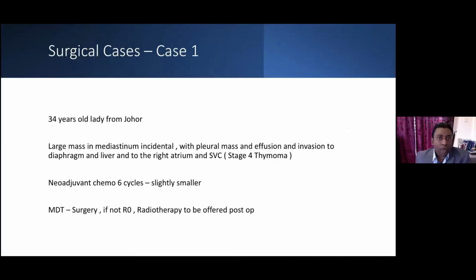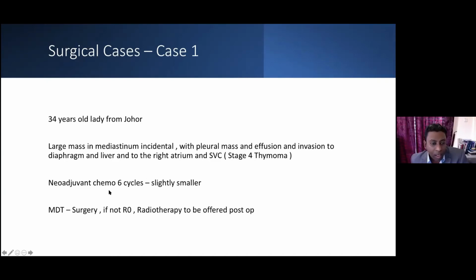We start off with a very recently done case, about a month and a half, 2 months ago, a 34-year-old lady from Johor, who presented with a large mass in the mediastinum, which came in incidentally when she presented with shortness of breath. She had a chest X-ray and a CT scan done and a tissue diagnosis, which confirmed a stage 4 thymoma, where she presented with a pleural mass, effusion and invasion into the diaphragm, liver, and to the right atrium and SVC.